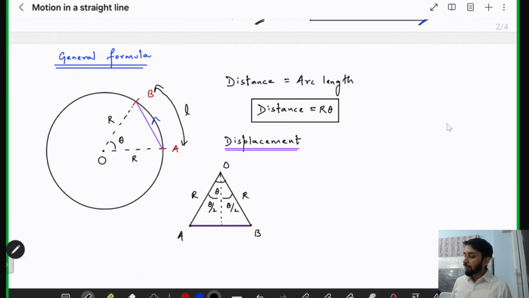The displacement is going to be nothing but the length AB. I have dropped a perpendicular here. Since this is an isosceles triangle, the perpendicular becomes a perpendicular bisector. So let us say this length is x, and I'll name this point as C. And this length will also be x.